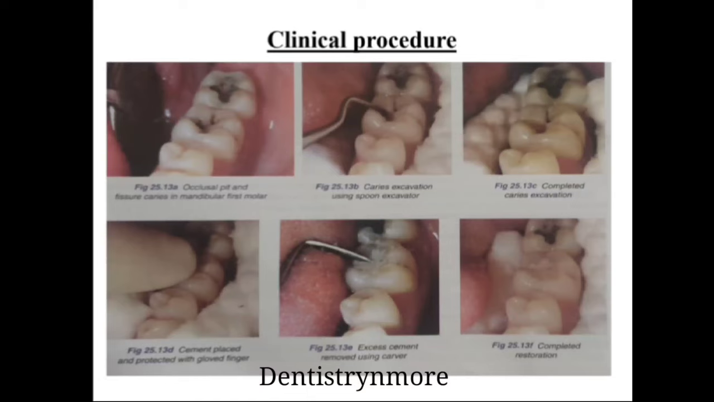And this is the clinical procedure. In the first figure you can see the occlusal pit and fissure caries, and in the second figure you can see the caries being excavated using a spoon excavator. After that you can see the cavity with the caries completely excavated, and by using a gloved finger the cement is placed over the cavity. If there is excess cement, it is removed by using a carver. After that, you can see the completed restoration here.